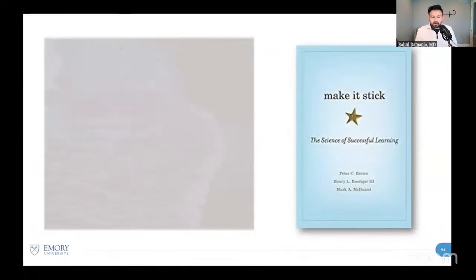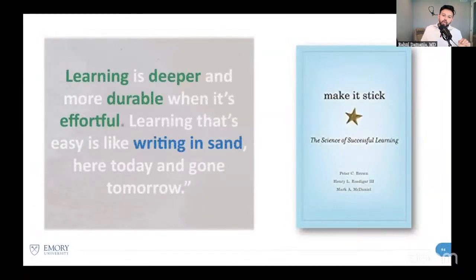I like this book on learning science. Learning is deeper and more durable when it's effortful. Learning that's easy, going through the motions, is like writing in the sand, here today and gone tomorrow.